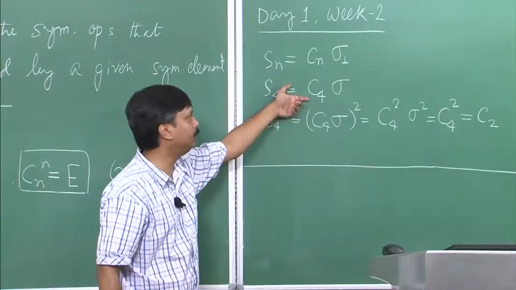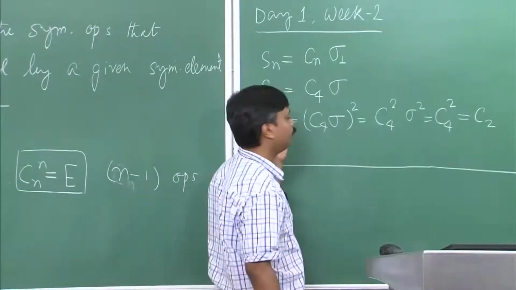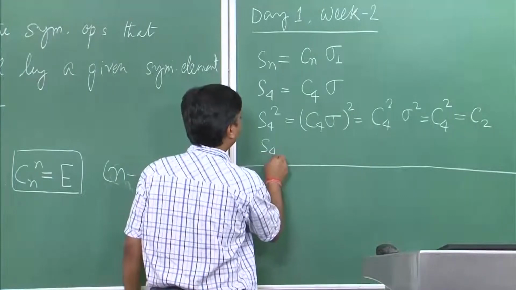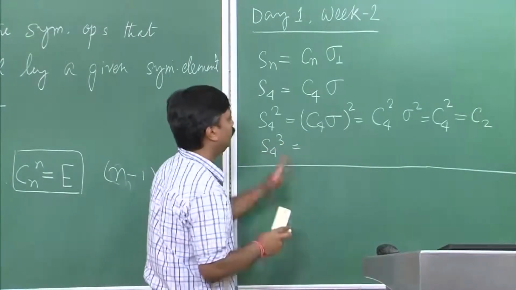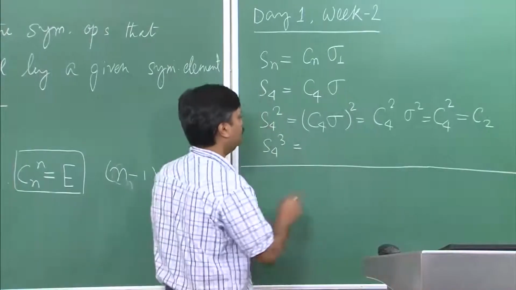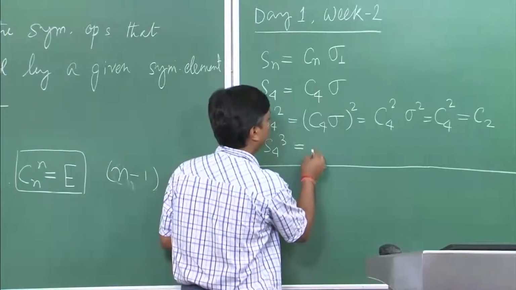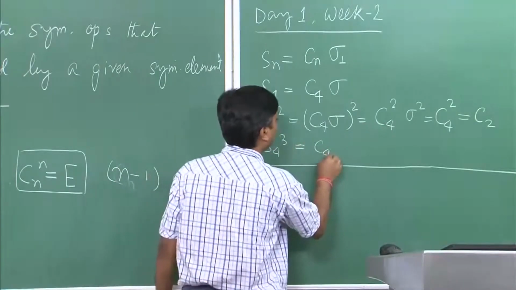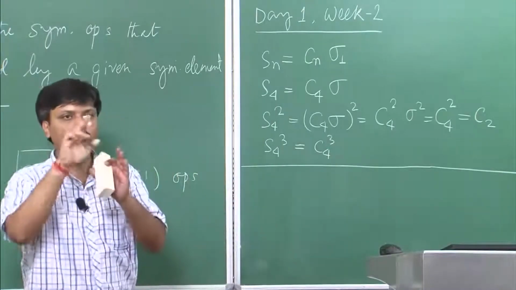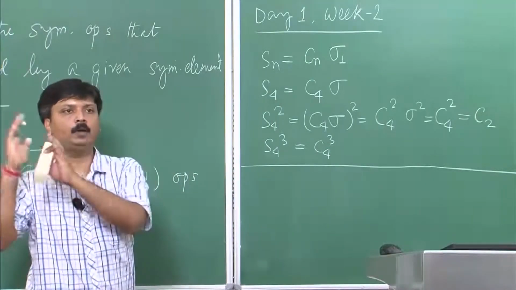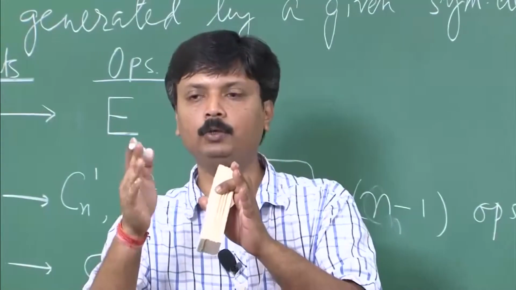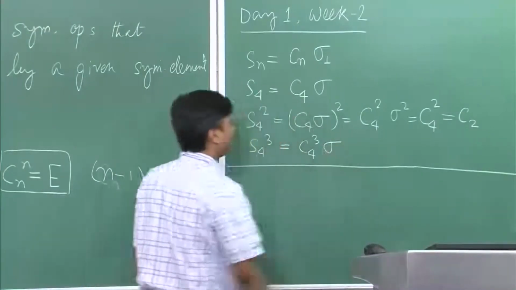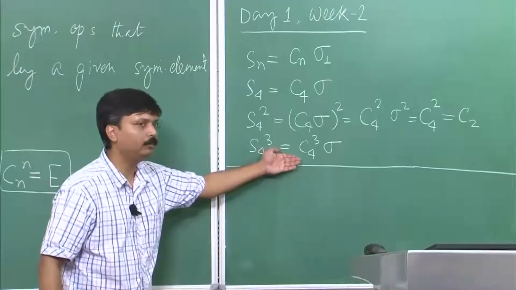So I have generated this one. This is a symmetry operation by itself, and this one, S4 squared, generates another operation, C2. Similarly, if I go to S4 cubed, without doing all these things, I can jump the steps. So it will be C4 cubed and sigma cubed, and sigma cubed means sigma followed by another sigma. So two sigma will give you E. So you have E followed by sigma, which means sigma. So I have this. This is also a unique operation, right?